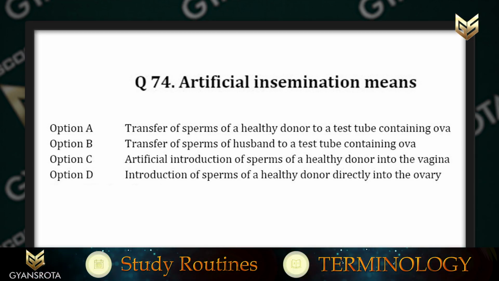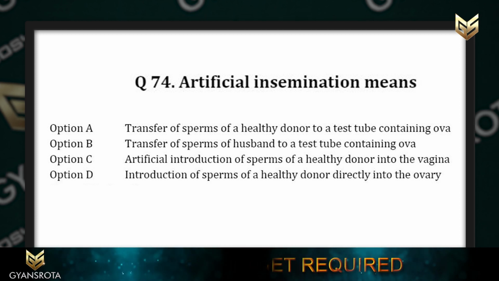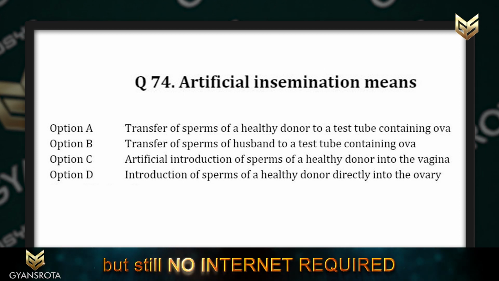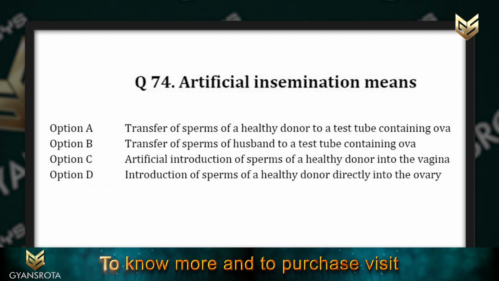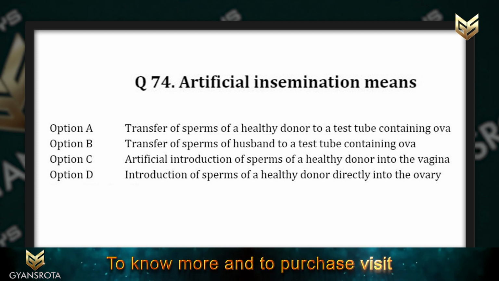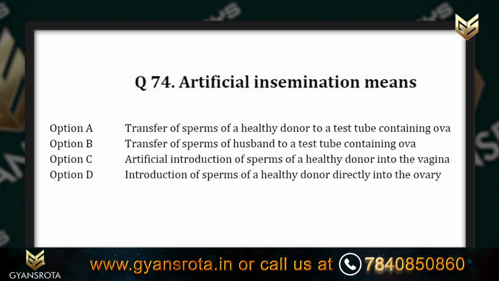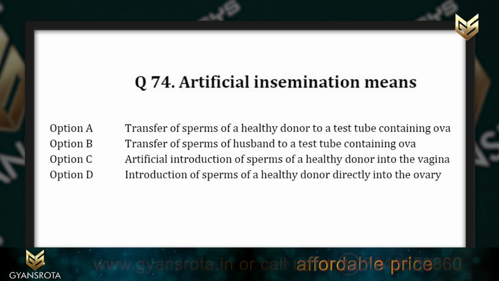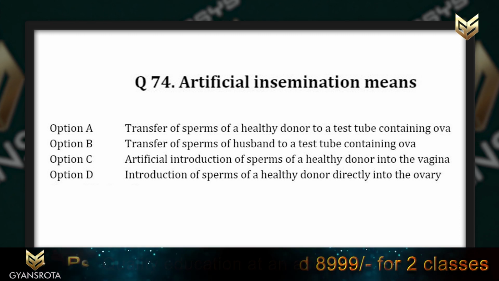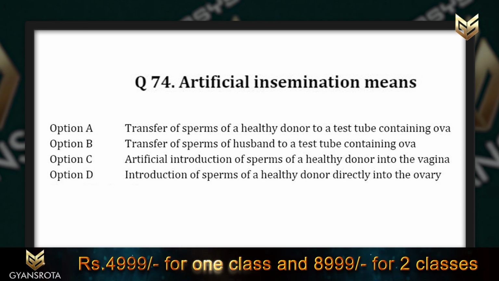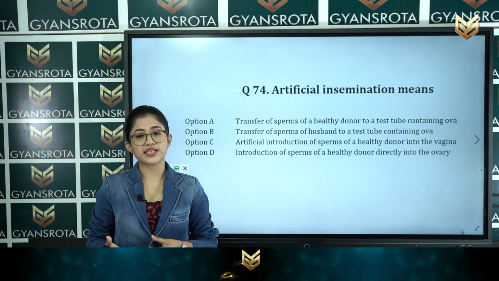In question number 74, artificial insemination means option number A, transfer of sperms of a healthy donor to a test tube containing ova. Option number B, transfer of sperms of husband to a test tube containing ova. Option number C, artificial introduction of sperms of a healthy donor into the vagina. Option number D, introduction of sperms of a healthy donor directly into the ovary. Student, artificial insemination we have in the chapter Reproductive Health.